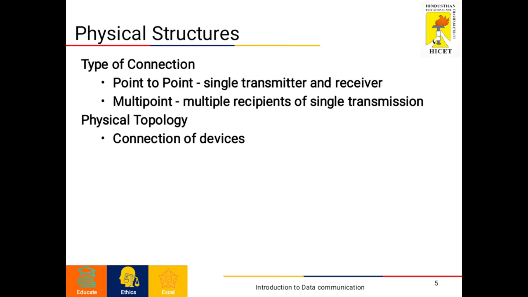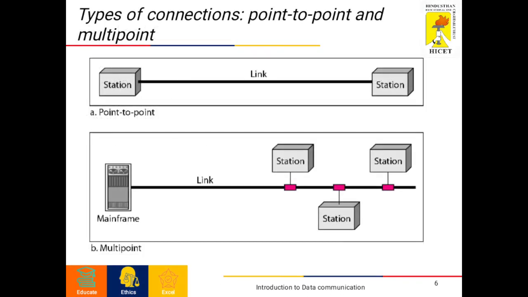Next we are going to talk about physical topology. Physical topology represents point-to-point connections and multipoint connections. In a multipoint connection, the entire capacity of the channel is shared between the multiple devices.